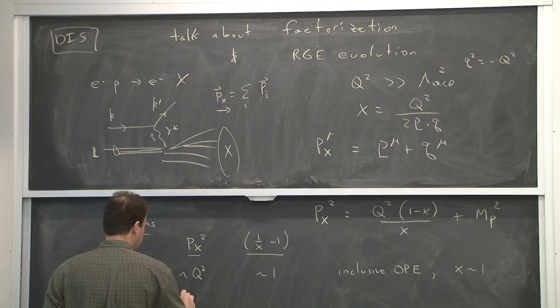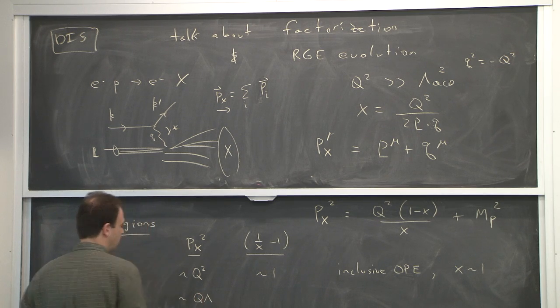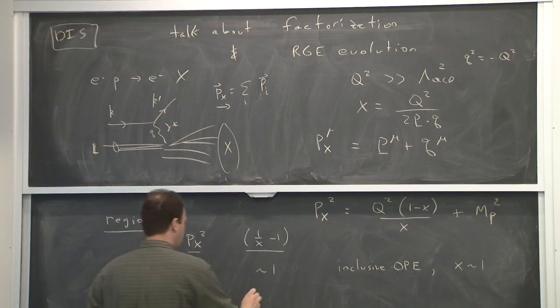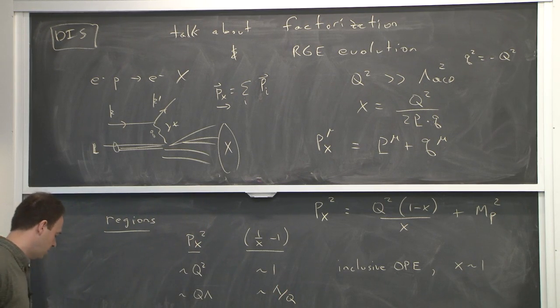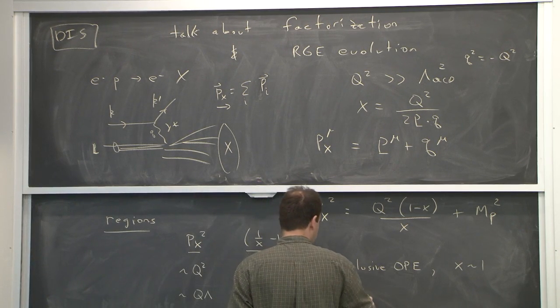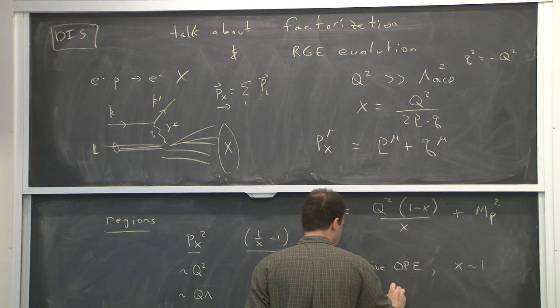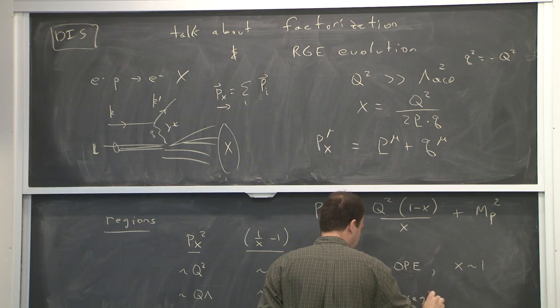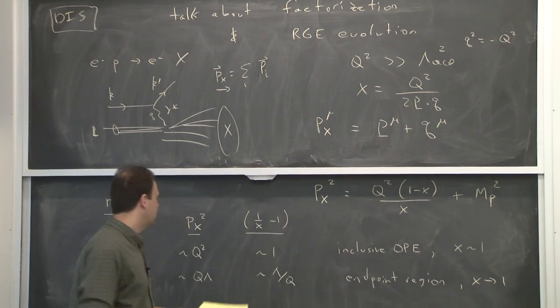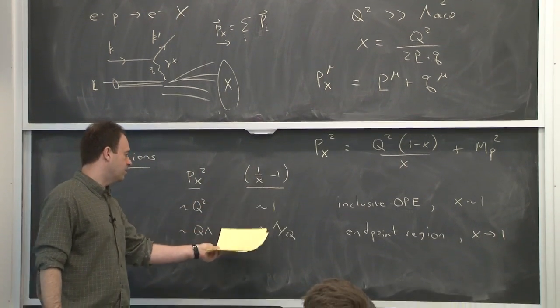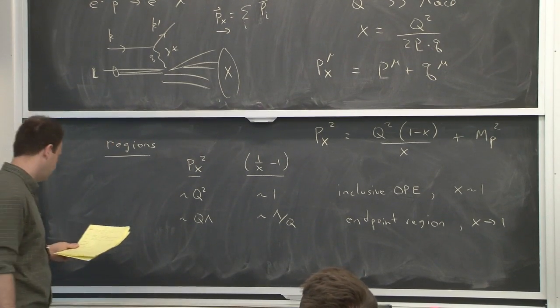There's also a situation where the P_X gets smaller, and then this thing is close to an endpoint, Lambda QCD over Q. And that's called the endpoint region. And people talk about that. Usually when people say x goes to 1, this is what they mean, that the 1 over x minus 1 is of that size, Lambda QCD over Q.